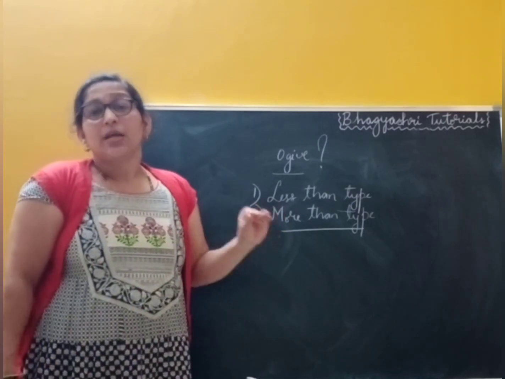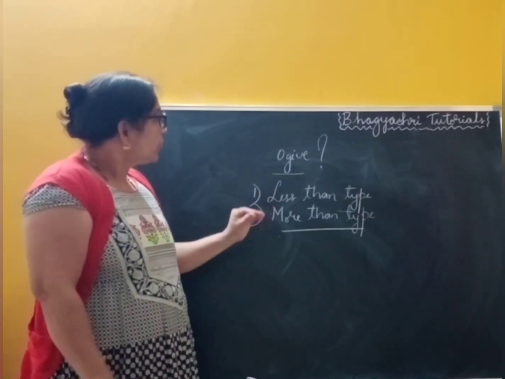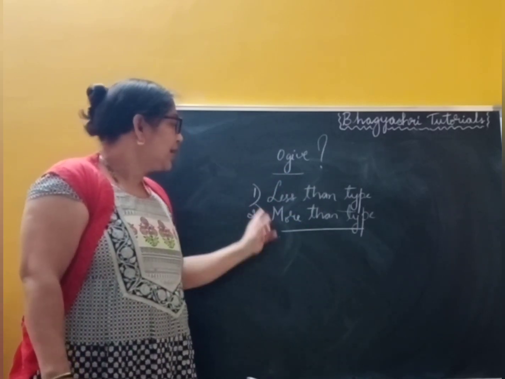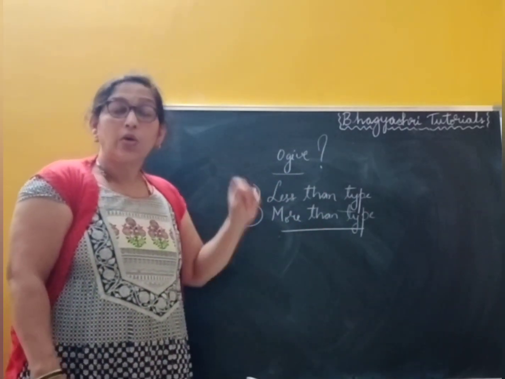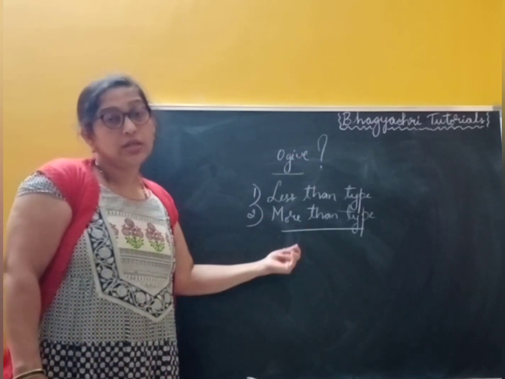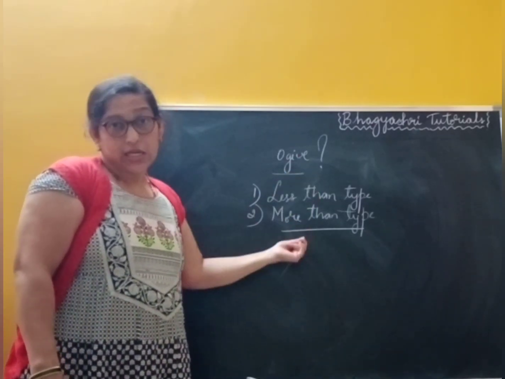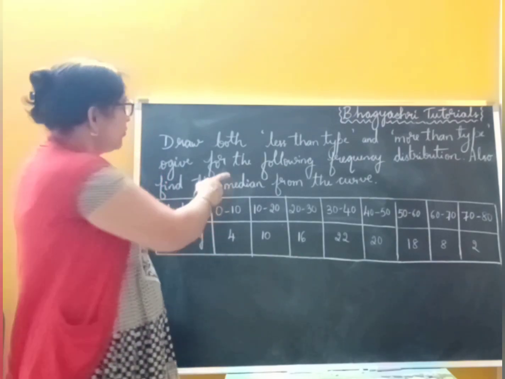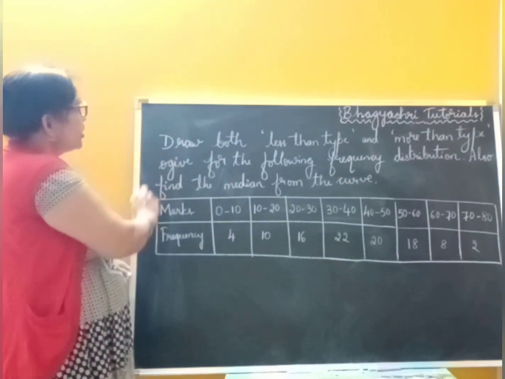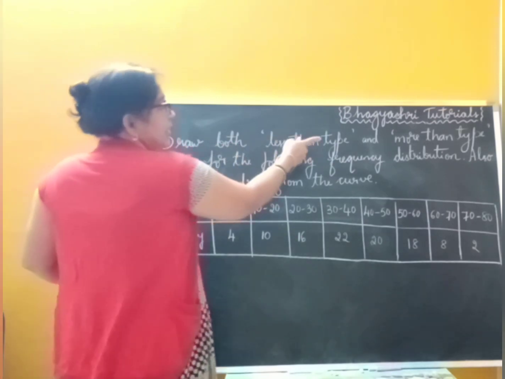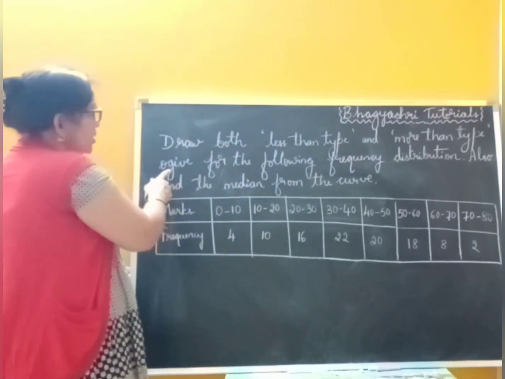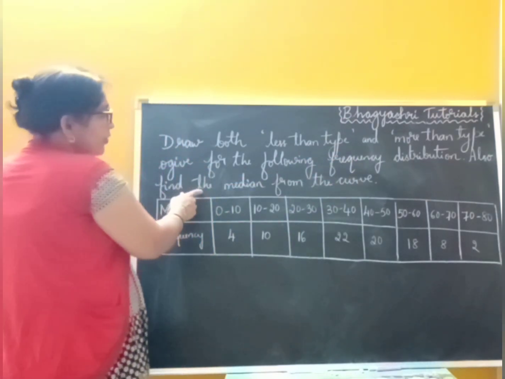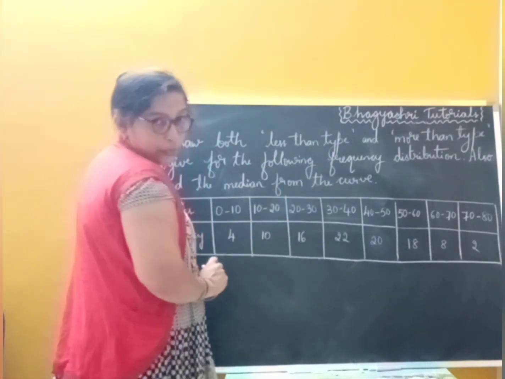Now in today's class, I am going to teach you how to draw an ogive of less than type as well as more than type and how to find the median using these ogives. Let me explain how to construct an ogive with the help of an example. See the question. Draw both less than type and more than type ogive for the following frequency distribution. Also, find the median from the curve.